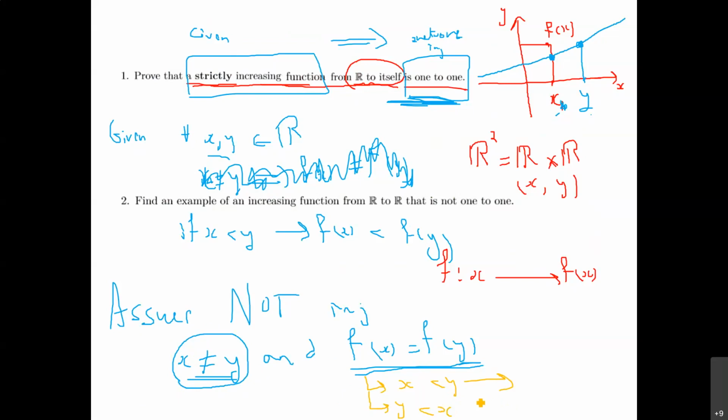So if x is less than y, well, according to your given, it should be f of x is less than f of y, but you assumed that they're equal, so contradiction. They have to be different. Take a second to mesmerize this.